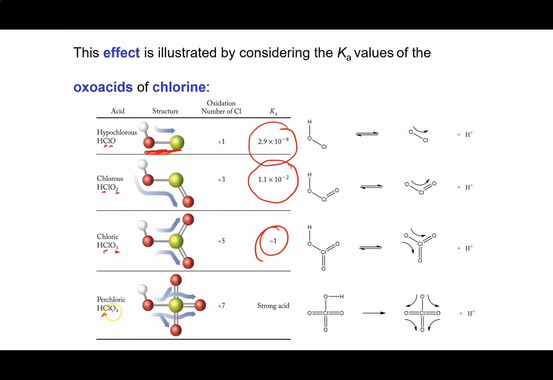When we get to perchloric acid, where we have 4 oxygens, 3 more oxygens than hydrogens, when that proton is lost, the negative charge is dispersed over 5 atoms, and this is a very strong acid. We wouldn't even in any way be considering the reverse reaction at all. It just goes 100% in the forward direction. And perchloric acid is a well-known strong acid.